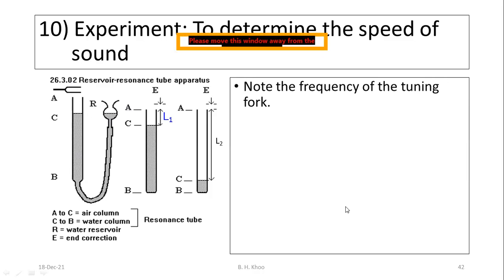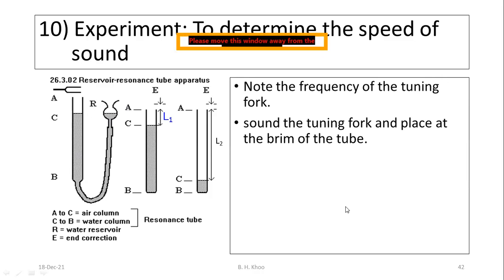That's the first thing. Sound it and place it at the brim of the tube, at the top there. We just hit the table with the tuning fork. Then it will vibrate and give a particular frequency. If you put it near your ear, you can hear it. Too far, you cannot, because the sound is very soft.